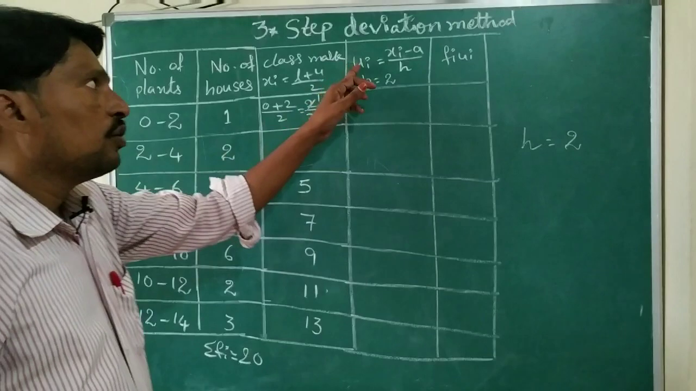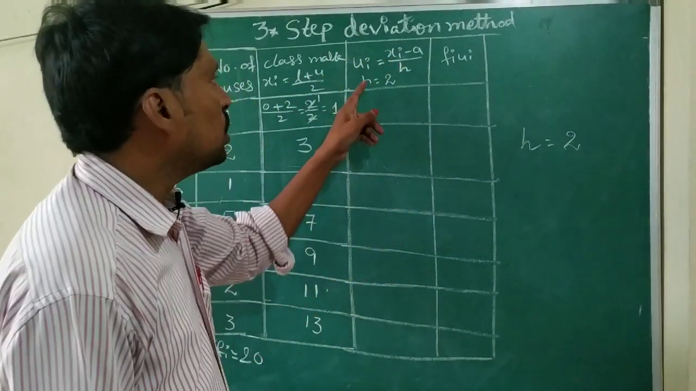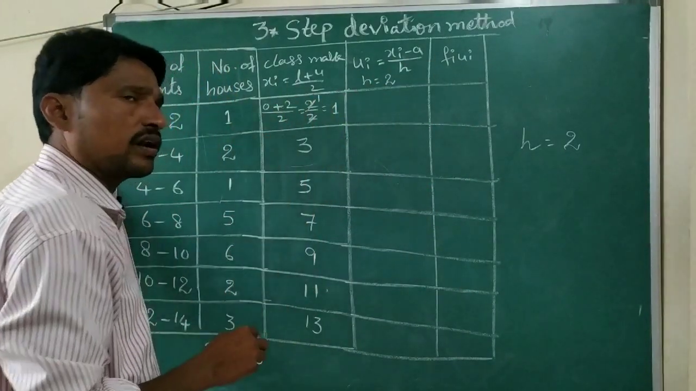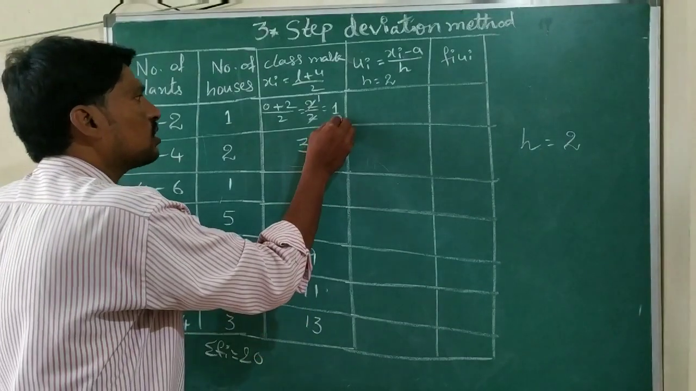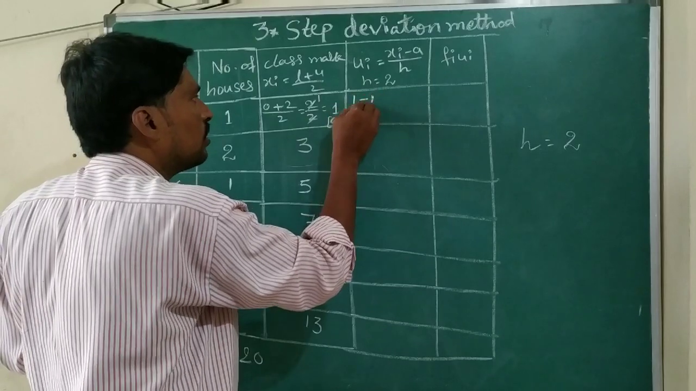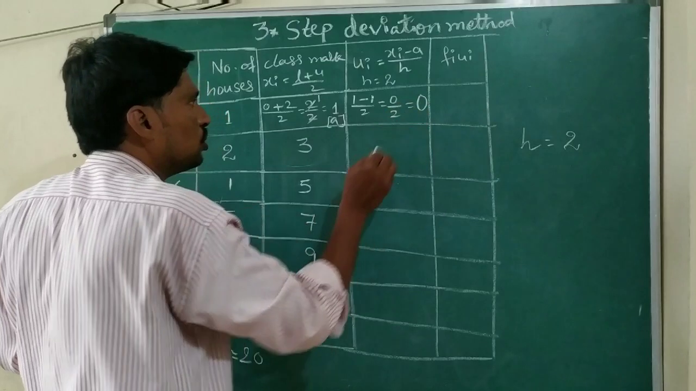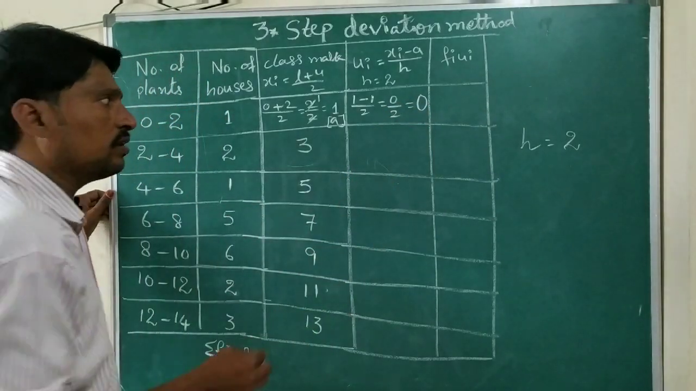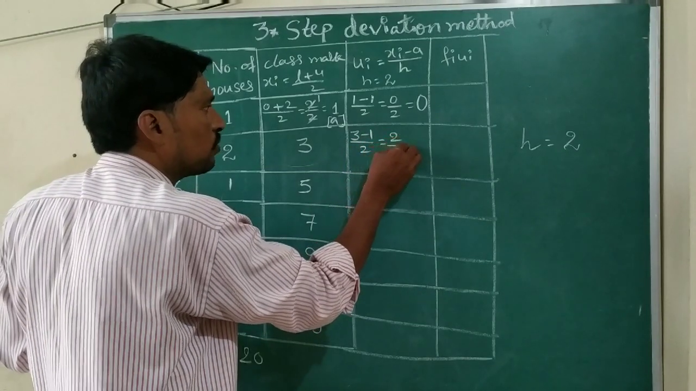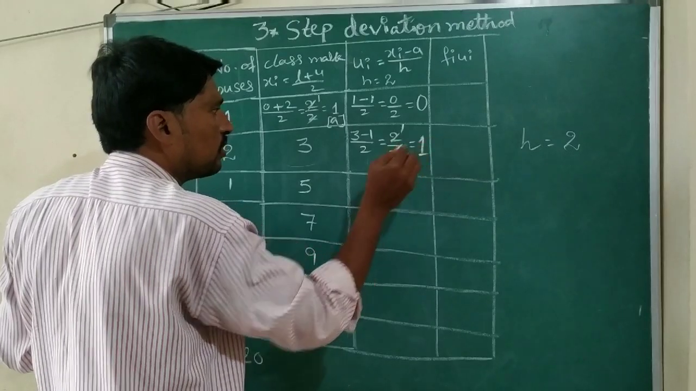Now we need to find the ui value. ui equals xi minus a, by h. The h value here is 2. xi means the particular class mark, and a means the first class mark, which we are assuming. So for the first class, 1 minus 1 by 2. 1 minus 1 is 0, 0 by 2 is 0. Next class, 3 minus 1 by 2. 3 minus 1 is 2, 2 by 2, that value is 1.